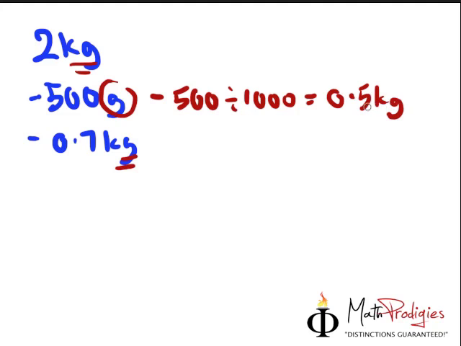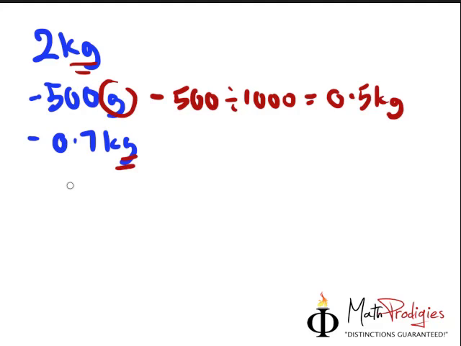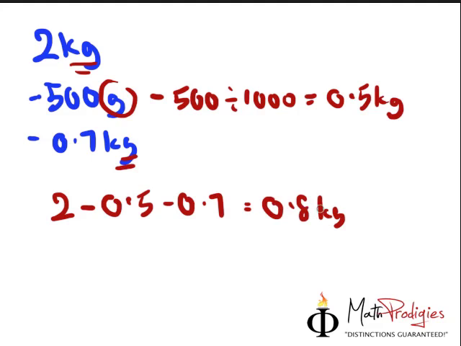So the question is asking you for what percentage is left. Am I right? Yeah, what percentage was left? Which basically means 2 minus 0.5 minus 0.7, which gives you the answer 0.8 kilograms was left. But they're asking you for the percentage that was left.